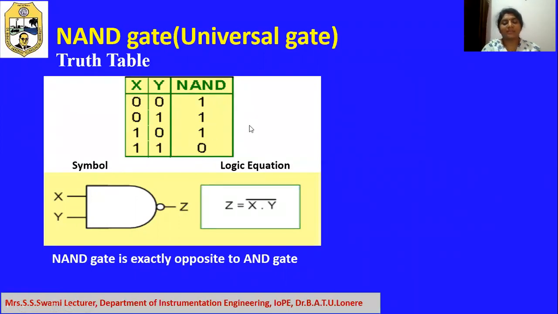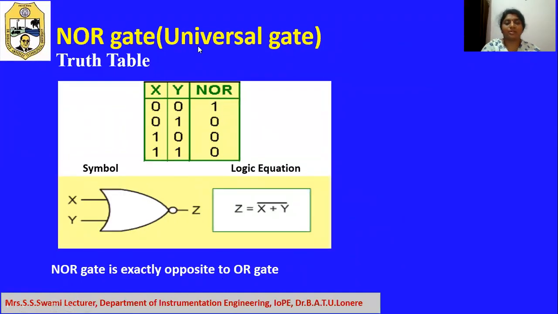By seeing this truth table, we say that NAND gate plays the exactly opposite role of AND gate. That means when both the inputs are 1, output is 0. We are seeing here NAND gate is exactly opposite to AND gate.